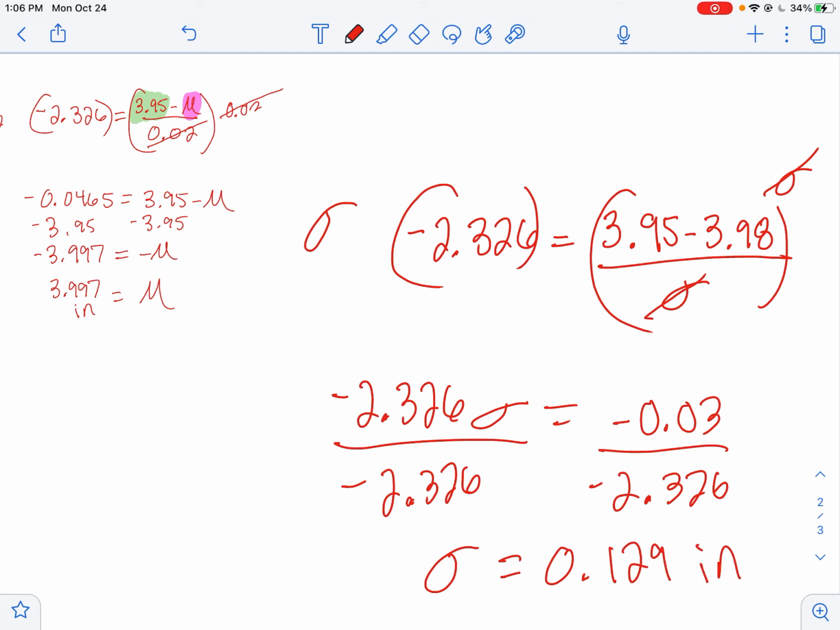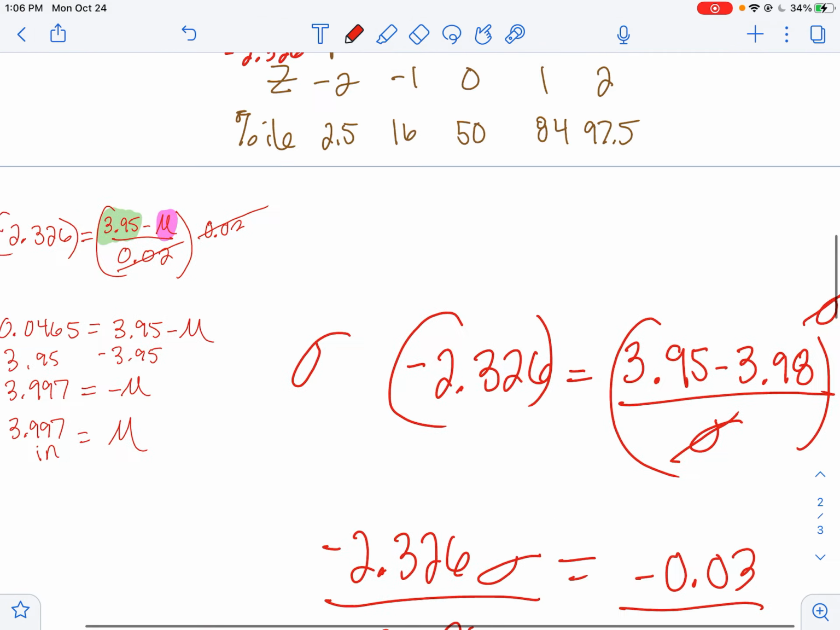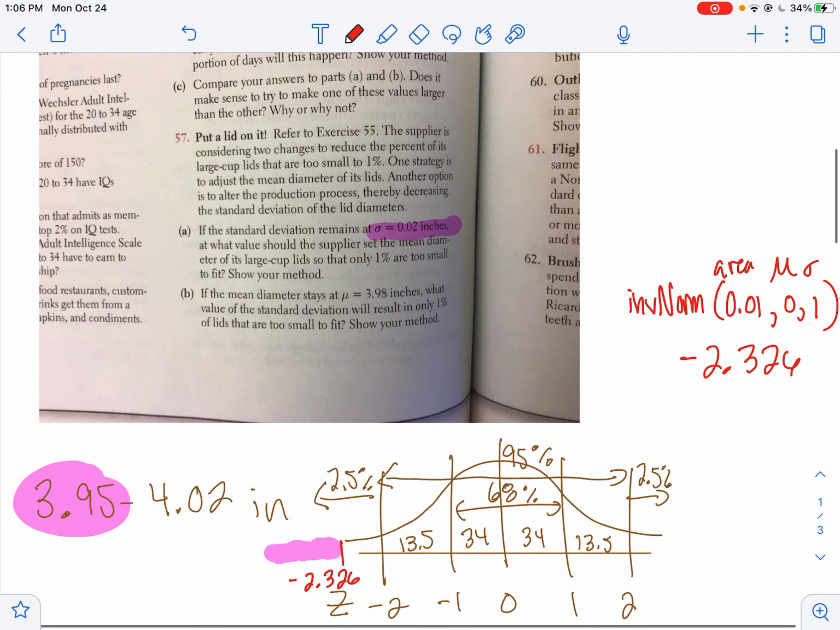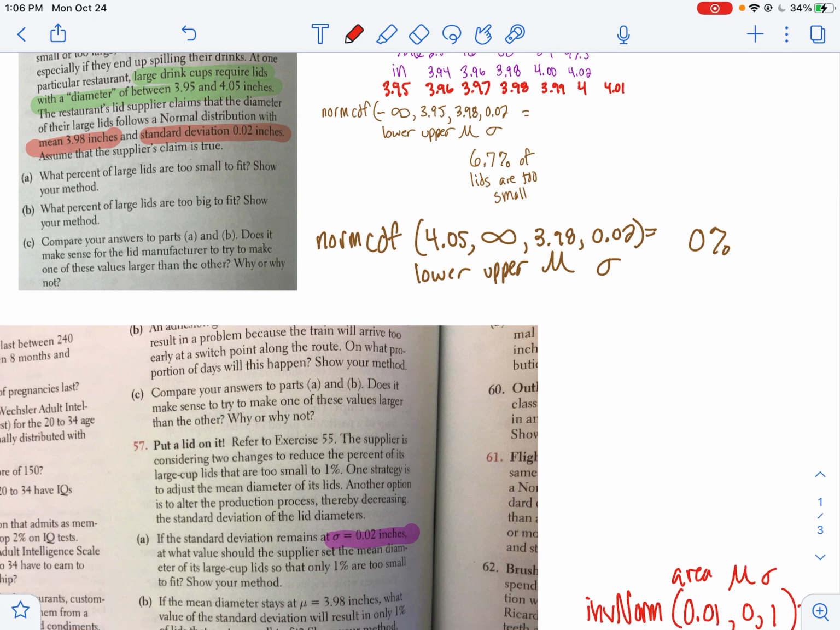So that's telling me if I keep that 3.98, and I want 1% to be less, I just have to change that standard deviation to 0.129, and that'll give me 1% being less. Now I just want to double check to make sure I'm not missing any parts here, but I think I'm pretty much covered. So you can tell, drawing these normal distributions should be part of your routine when you're doing normal distribution problems. It can help you really visualize things. You'll notice I use them a lot.